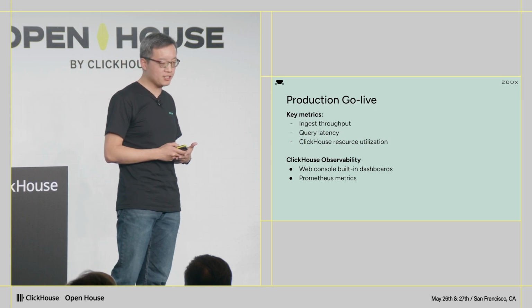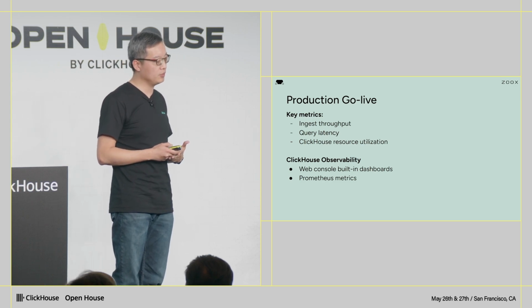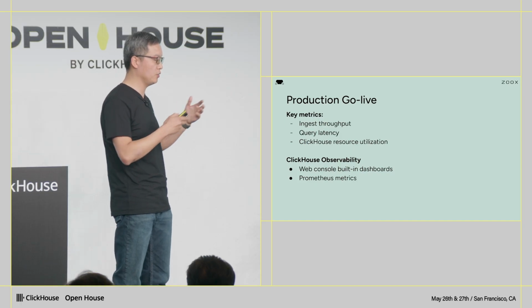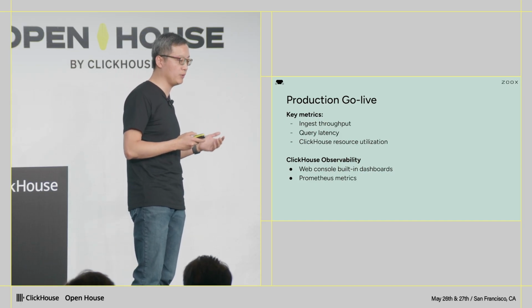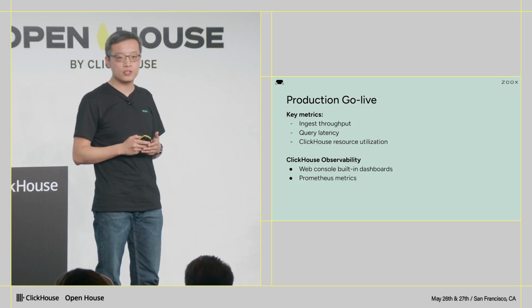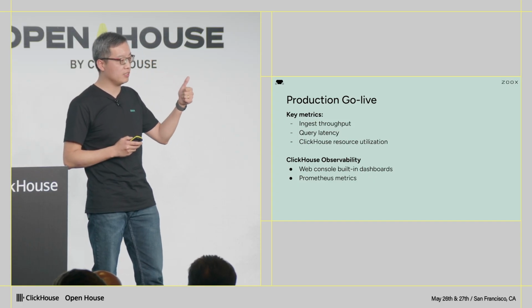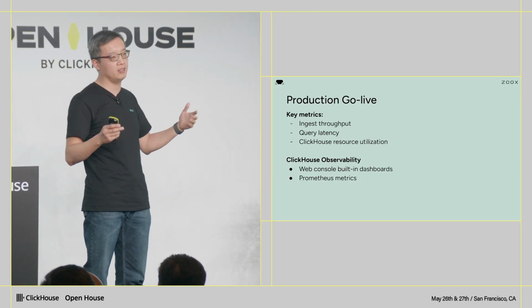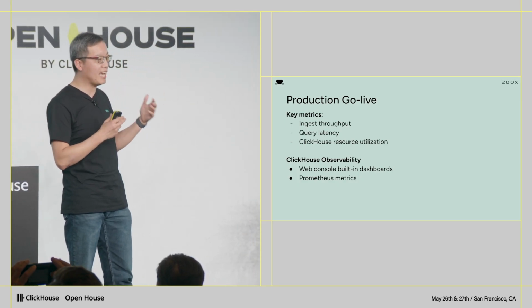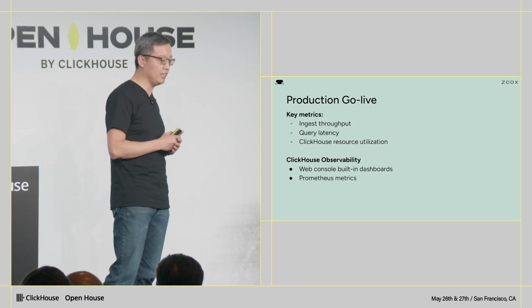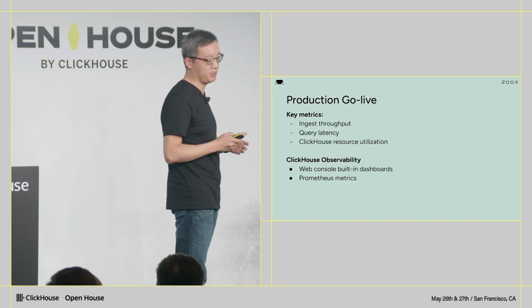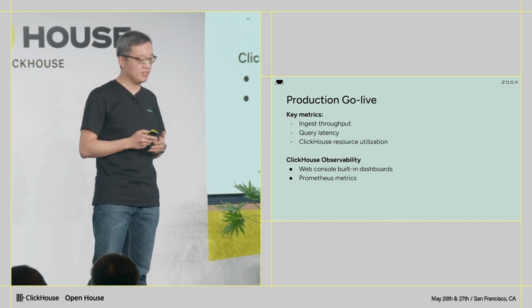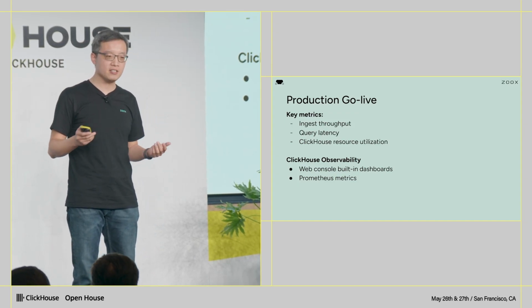So for the production go-live, first of all, we think about the metrics to watch when we switch to the ClickHouse BYOC. There are a few metrics we watch. One is ingest throughput. We want to ensure that ingesting is going smoothly, there is no backlog, there is no lagging. Secondly is the query latency. Maybe choose the P99 query latency to see whether there is some degradation. And lastly is ClickHouse resource utilization.